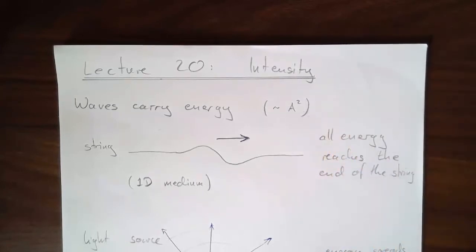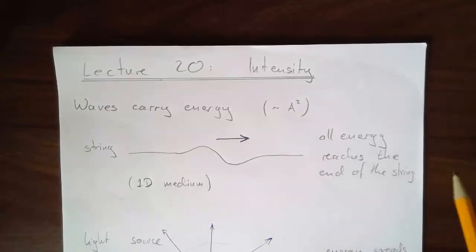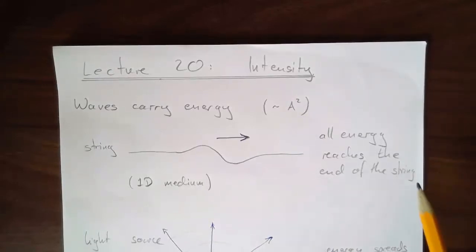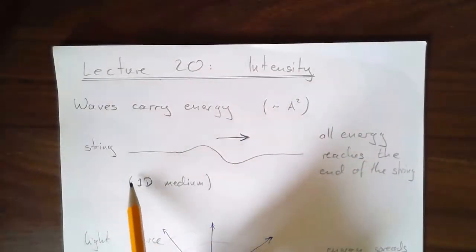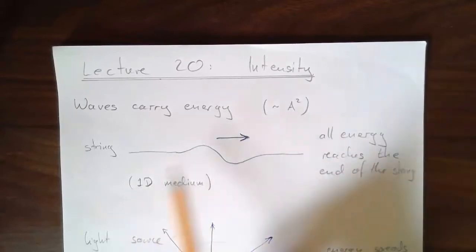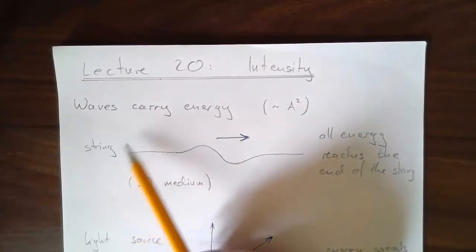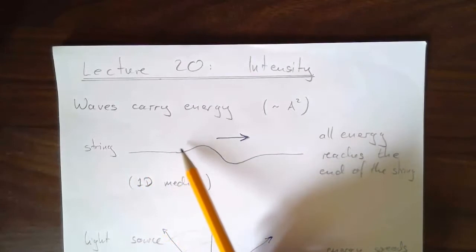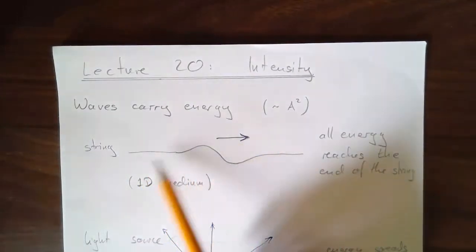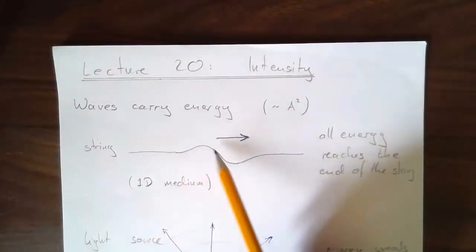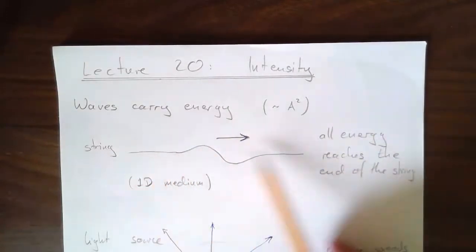Now the exact expression depends on what type of wave it is. We're not going to go through all different examples. But here's what's going to happen in general. If you've got a wave that travels in a 1D medium, like a string, a wave traveling along a string, you shake your hand here to create a pulse that travels along the string. Well, all that energy that's in that pulse just goes from one end to the other.